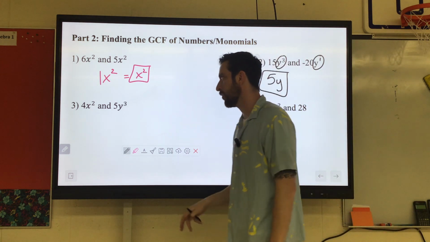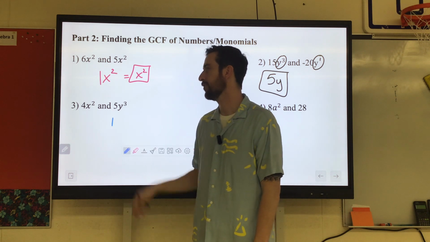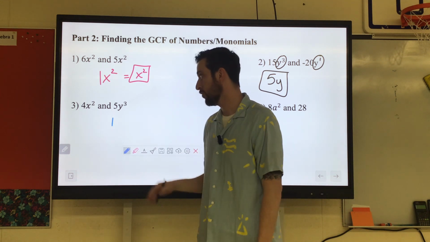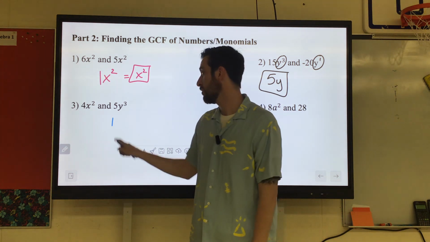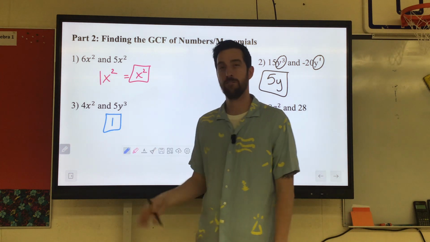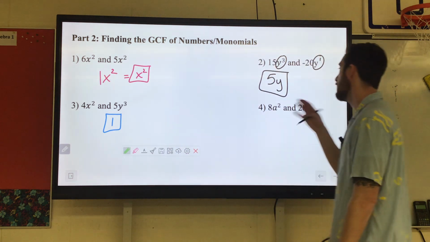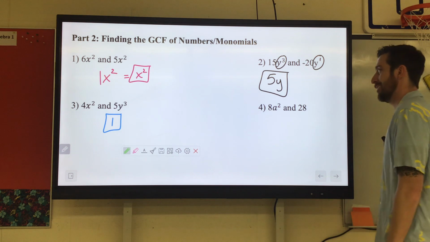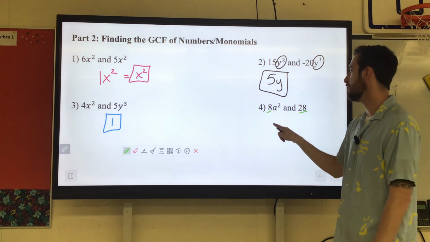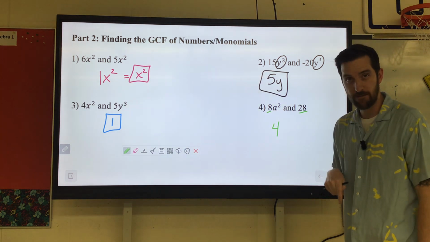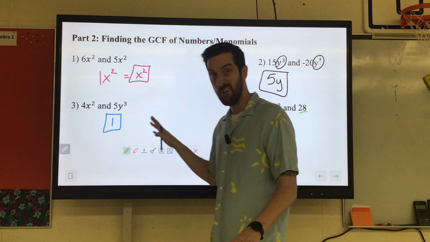Here, 4x squared and 5y to the third. 4 and 5, largest thing they have in common is 1. Do they both have x's? No. Do they both have y's? No. So the greatest common factor between those two terms is just 1. 8a squared and 28. The biggest number I can think of that goes into 8 and 28 is 4. Do they both have a's? No. So just 4.